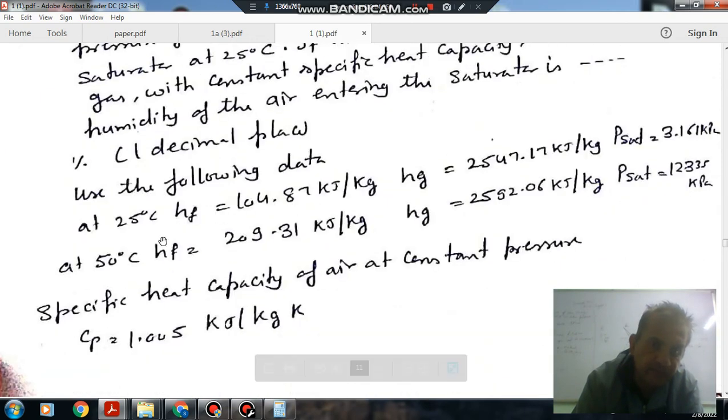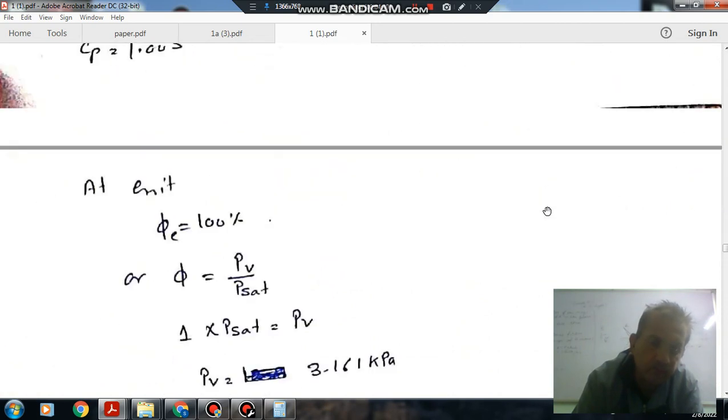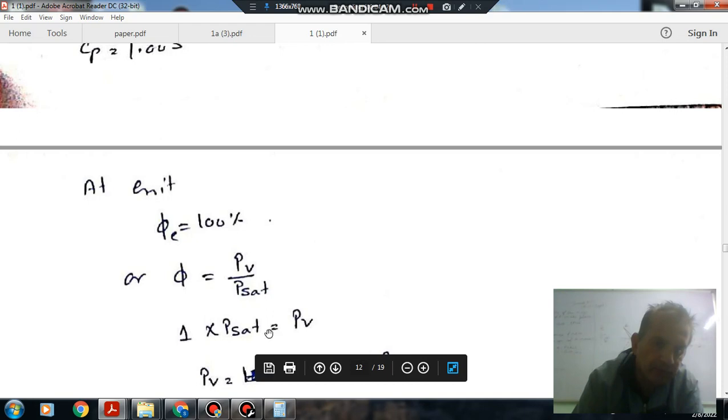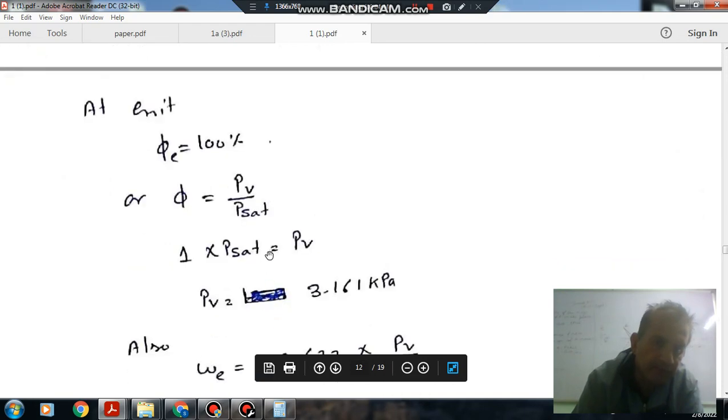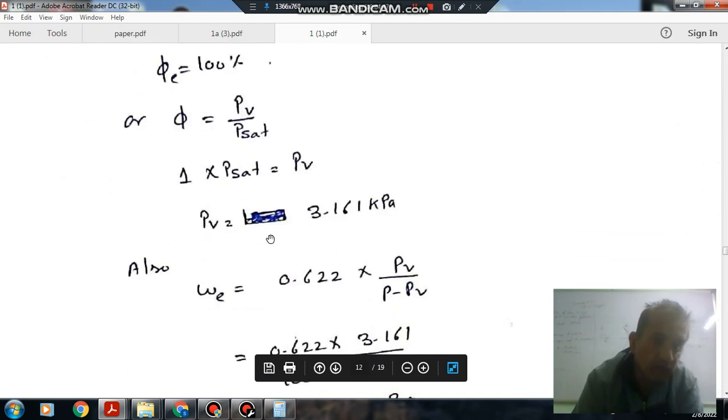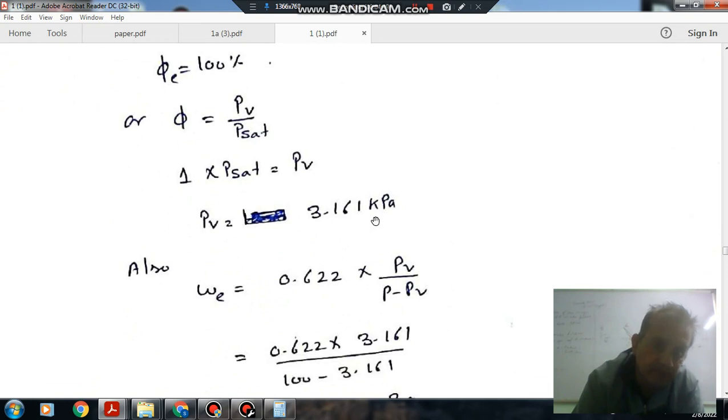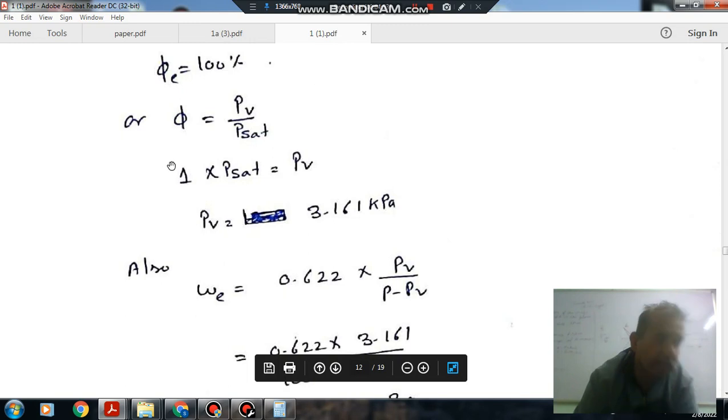at 25 degrees Celsius, the saturation pressure is 3.16 kPa. So from this we can calculate PV. Okay, so PV is equal to P saturation, or PV is your 3.161 kPa. Okay, now this is the exit condition, because at exit the air is saturated. So at exit we can calculate the specific humidity also.